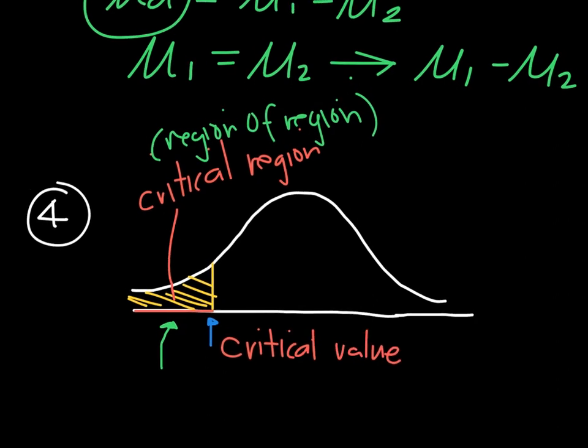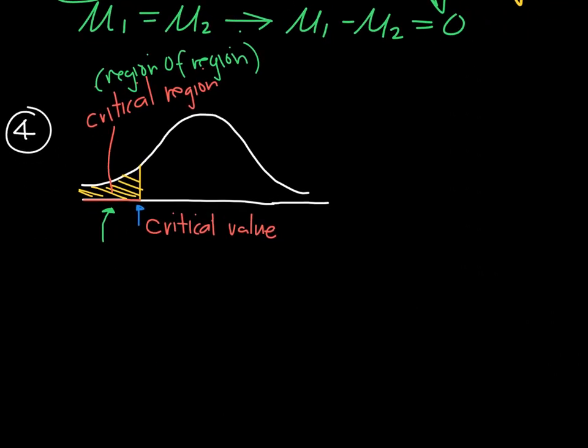To know the critical value, we have to refer to the given alpha. The alpha is 0.05 because this test is done at significance level 5%. So at 5%, we have 0.05. That means we have to know what is the z of alpha, or z of 0.05.